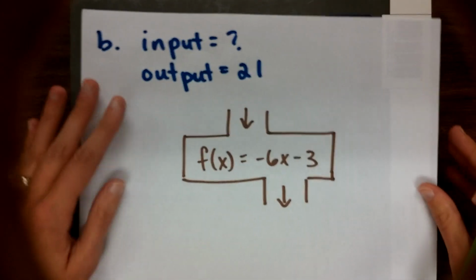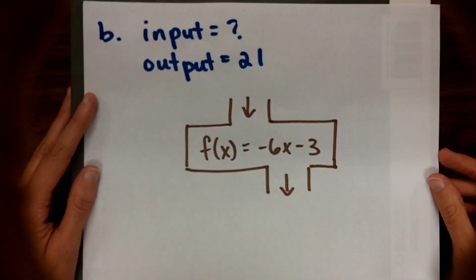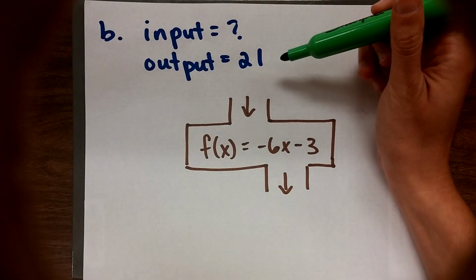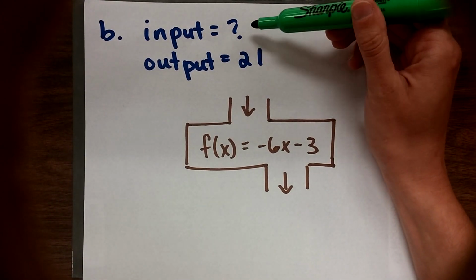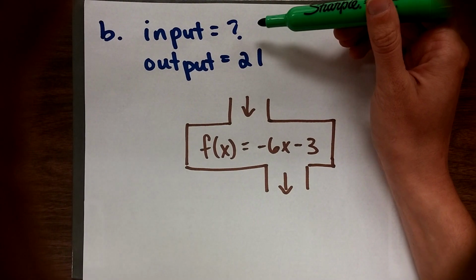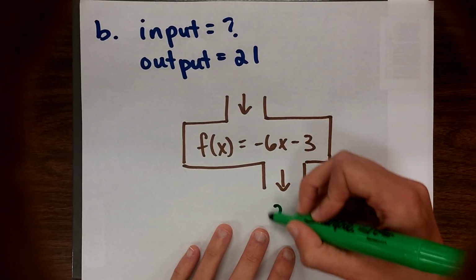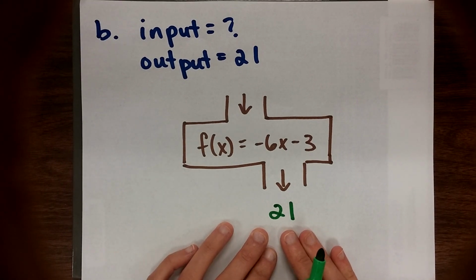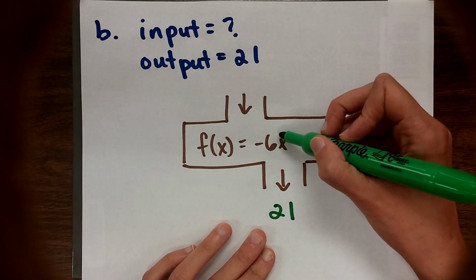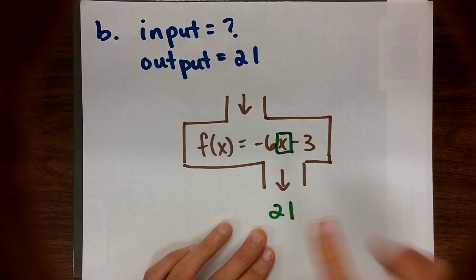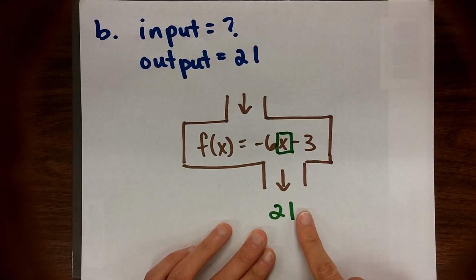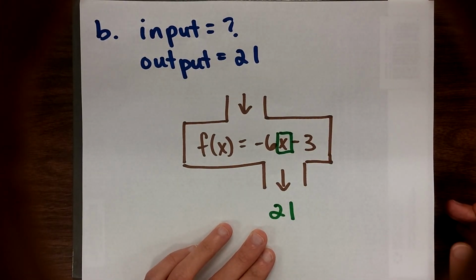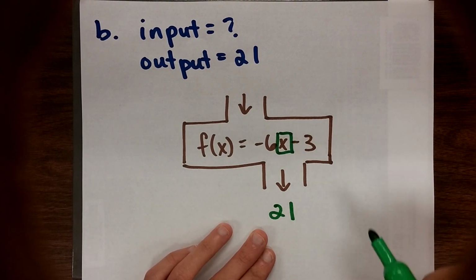For part B, we have to do it backwards because in this part, it's saying that we want an output of 21 and asking us what the input would have to be. We want to end up with 21 coming out of our function machine, so we have to figure out what x value would give us that when we simplify. There's a couple different ways you could do this. You can just think about it.